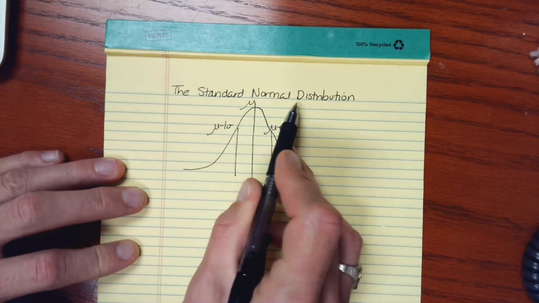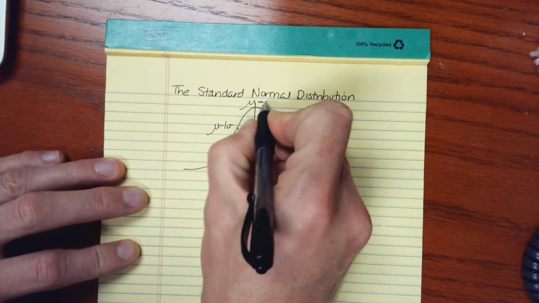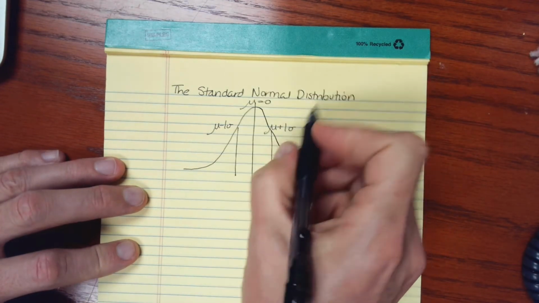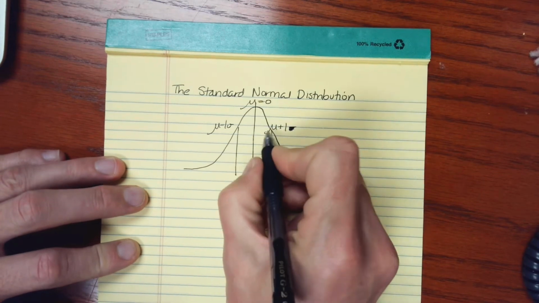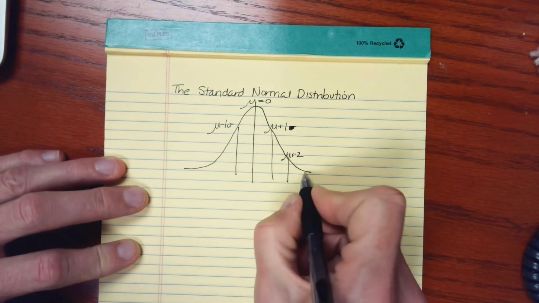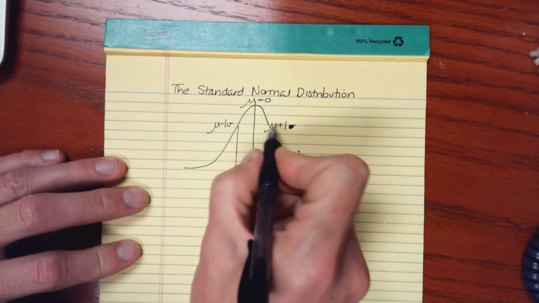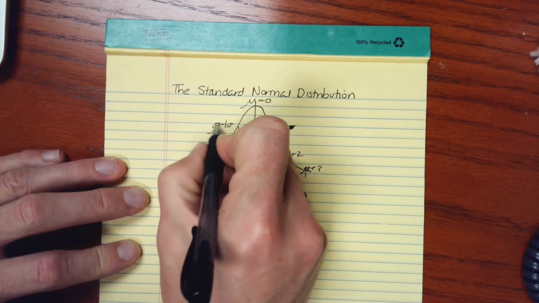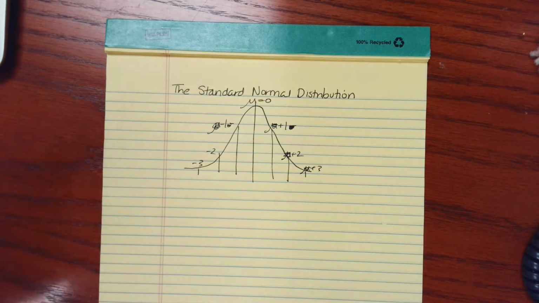one called the standard normal distribution. And for this distribution, the mean is 0, and each standard deviation is 1 unit. So this would be the mean plus 1, the mean plus 2, and the mean plus 3. But the mean is 0, so this is just going to be 1, 2, and 3, and this will be -1, -2, and -3.